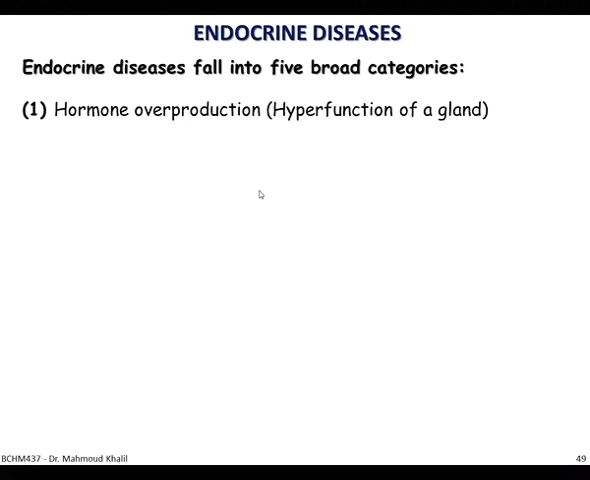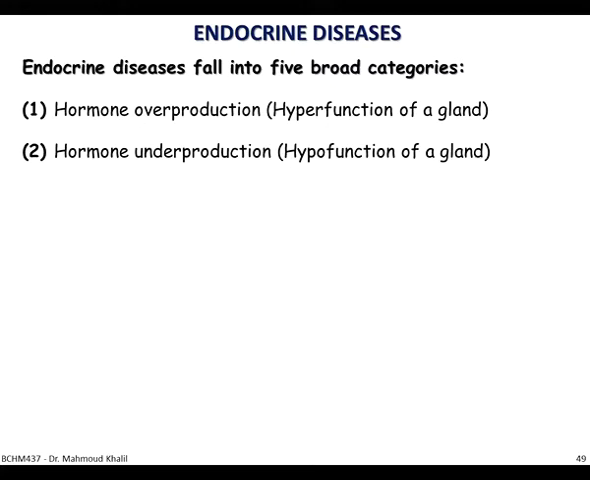So any abnormality in these, actually it's not only these axes that operate in our body, there are a lot of axes of hormonal secretions. And the last one was one of the examples. But generally the endocrine diseases fall into 5 broad categories. If there is a hormone overproduction, that means a hyperfunction of the target gland, this will lead to a disease. As well as if there is hormone underproduction, that means a hypofunction of the gland, and this will lead to a disease as well.